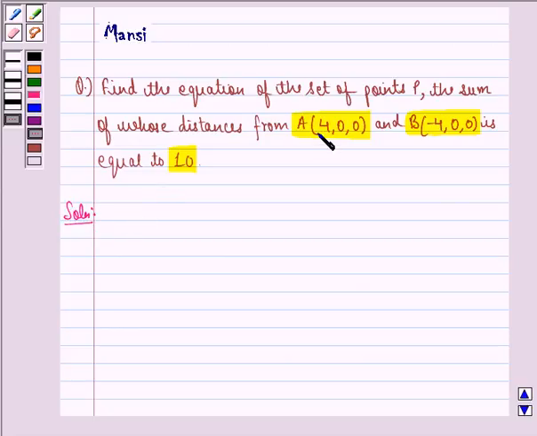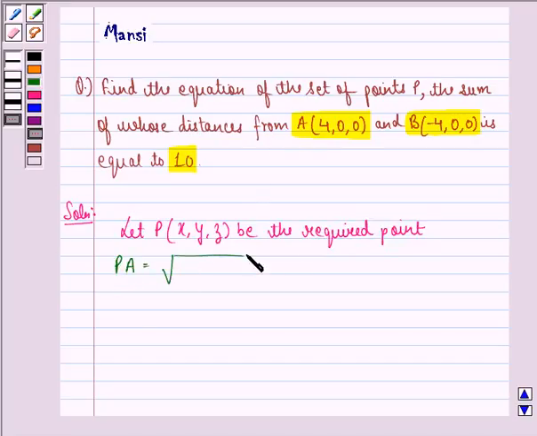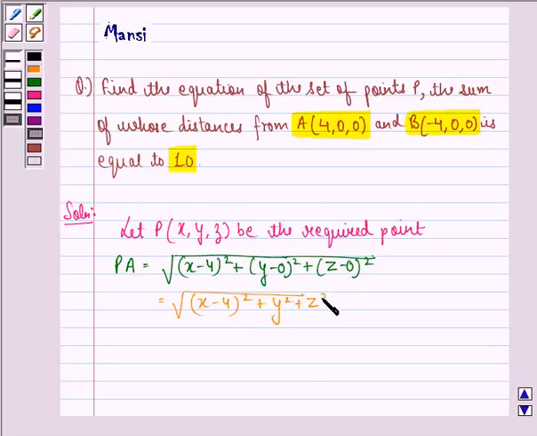Here we are given two points, A and B. Let a point P with coordinates x, y and z be the required point. Now the distance between the point P and A is given by PA, which is equal to the square root of (x minus 4) the whole square plus (y minus 0) the whole square plus (z minus 0) the whole square. This is equal to the square root of (x minus 4) the whole square plus y square plus z square.